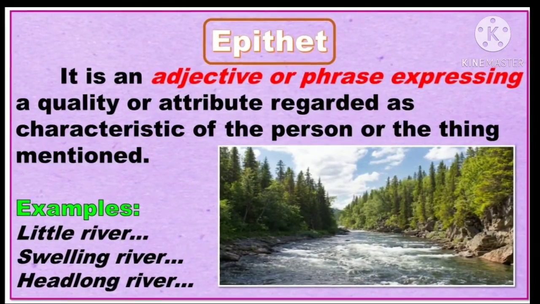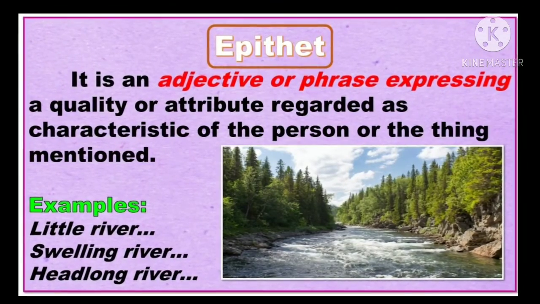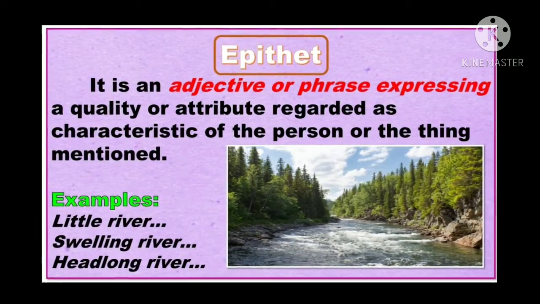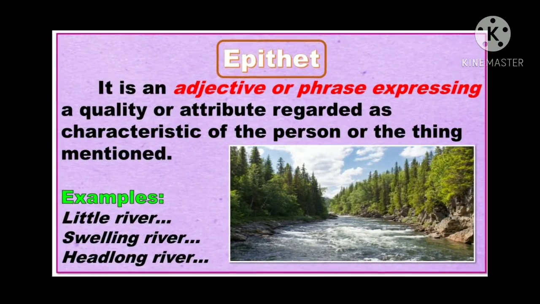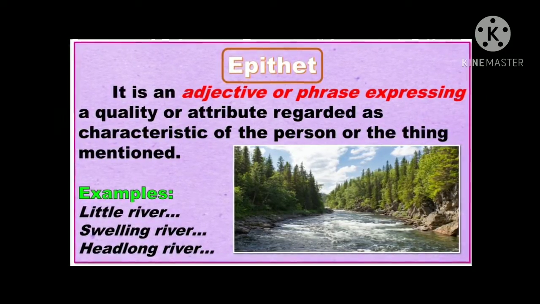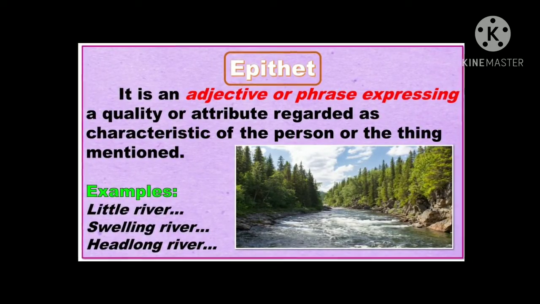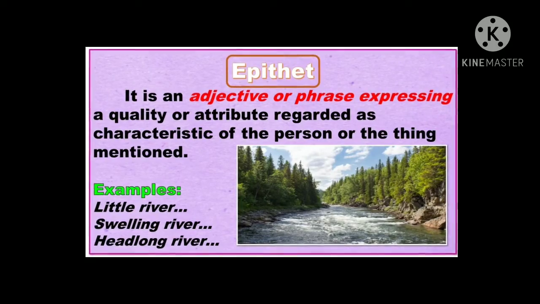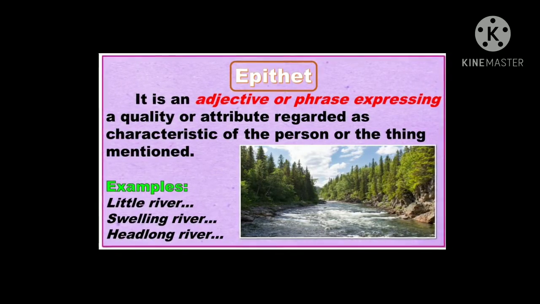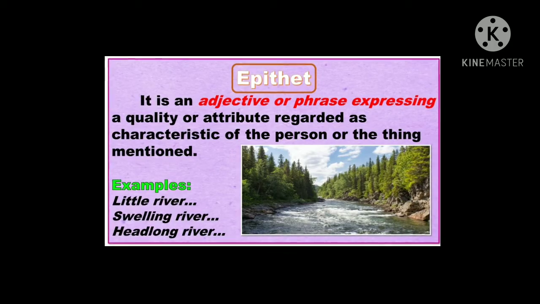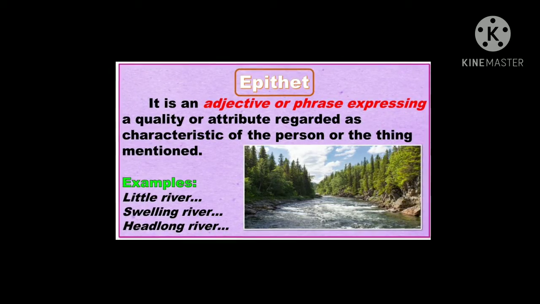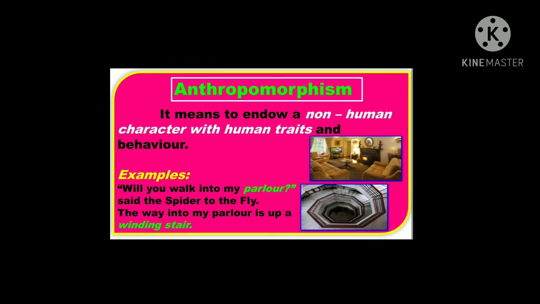Epithet is an adjective or phrase expressing a quality or attribute regarded as characteristic of the person or the thing mentioned. Look at the example: little river, swelling river, and headlong river. Here, the words little, swelling, and headlong are describing only the river. So, these phrases come under epithet. In a simple way, we can understand it: epithet is a term used to characterize a person or a thing. Got it? Yes. The next one is anthropomorphism.